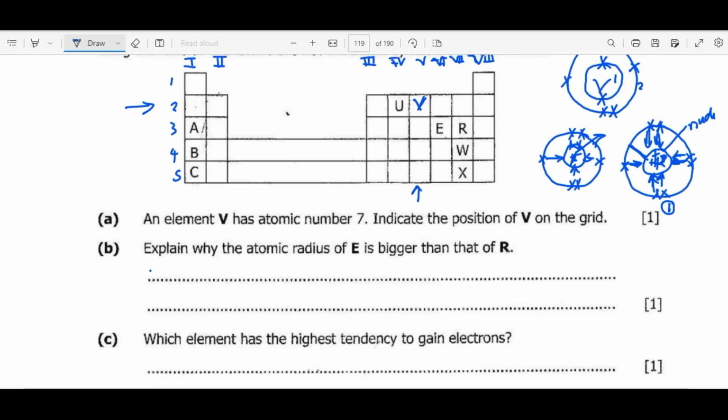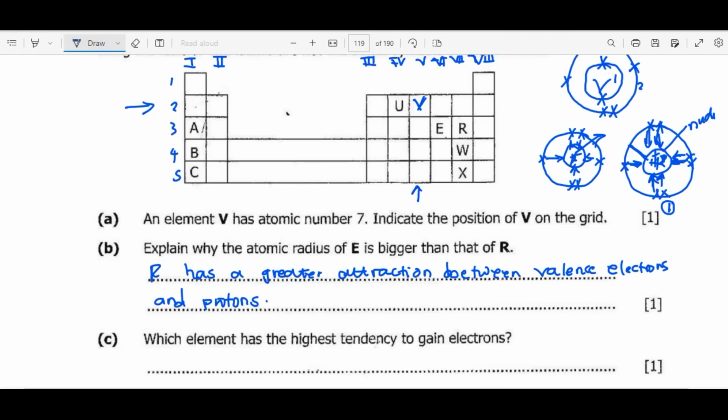So let's just begin with R. So say R has a greater attraction between valence electrons and protons. Thus, reduction in atomic radius.